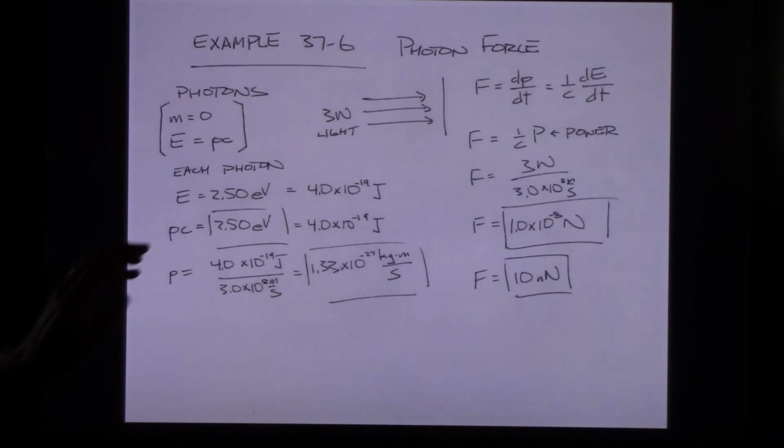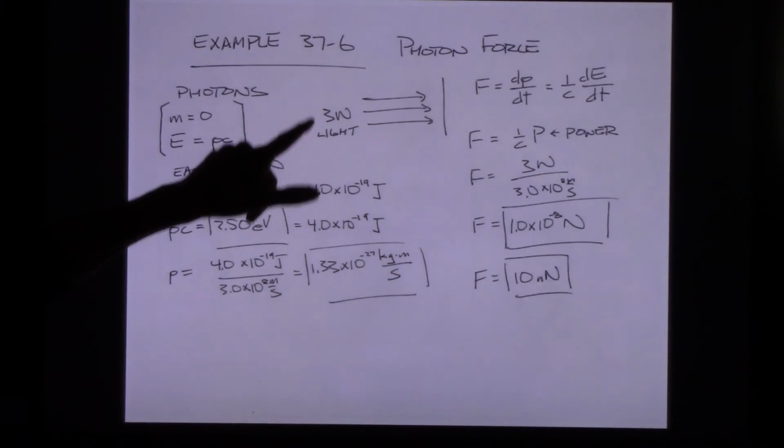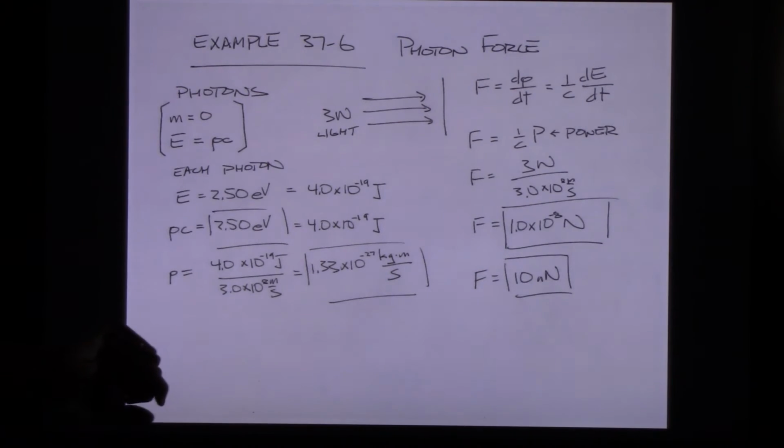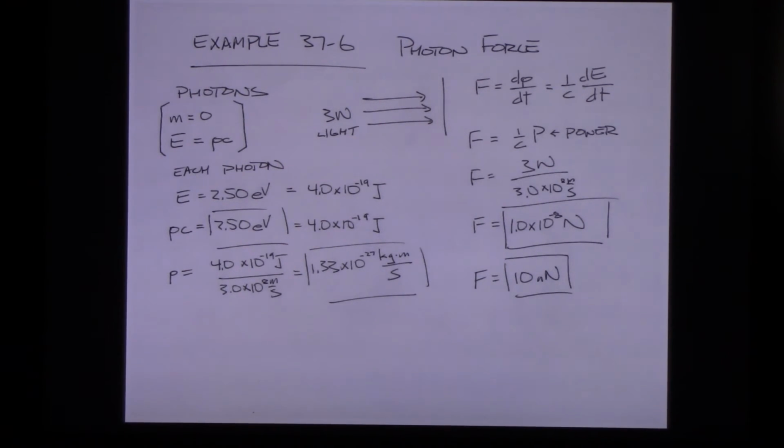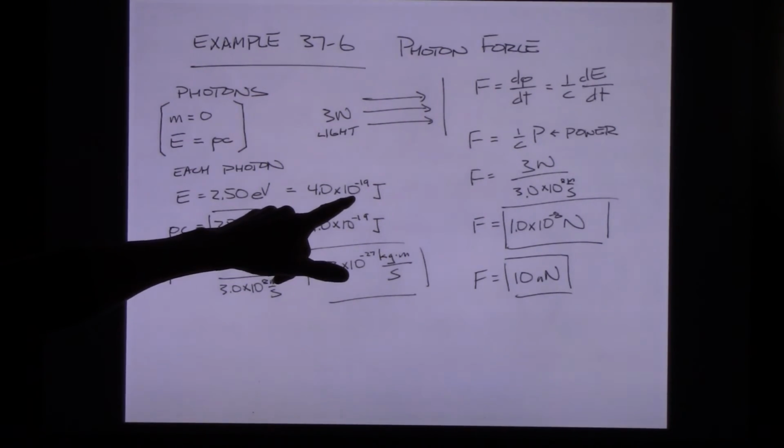So let's go back just to remember that problem. What it said was that we had a 3-watt light source, and that each photon we were imagining had an energy of 2.50 eV. That puts it kind of in the middle of visible light. That's going to be like, you know, yellow or green light. So there is the energy, and there's the energy in terms of joules.